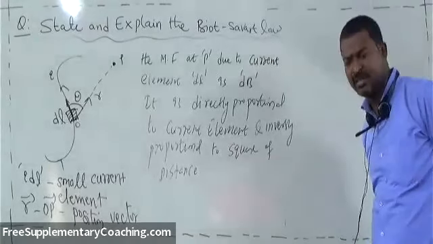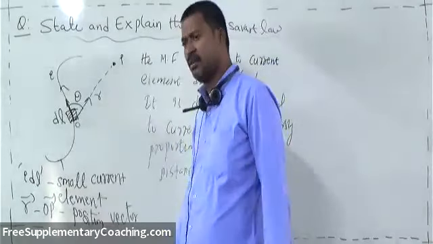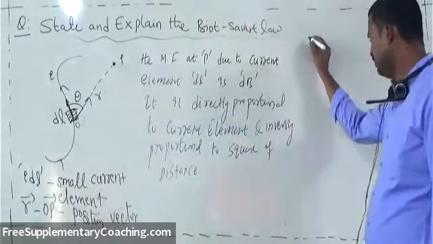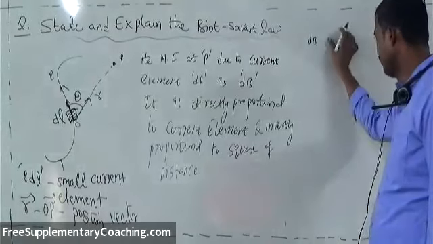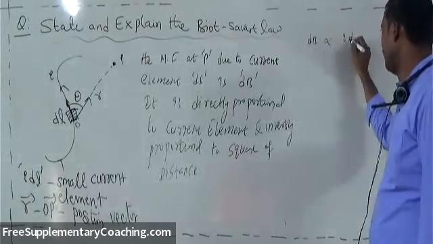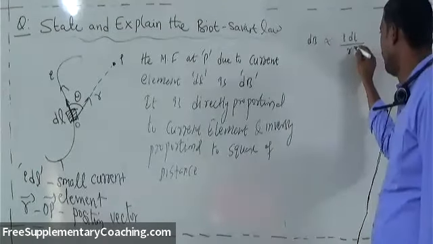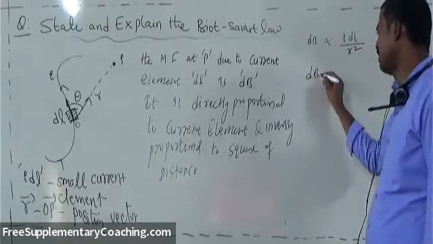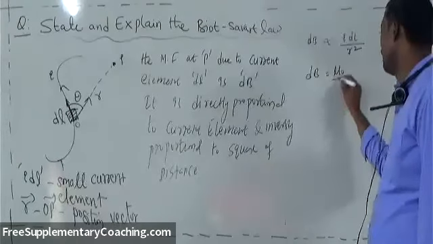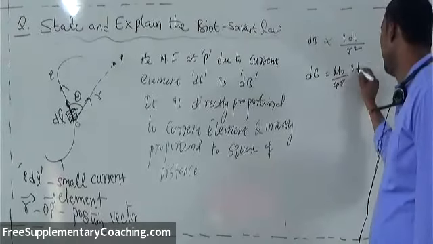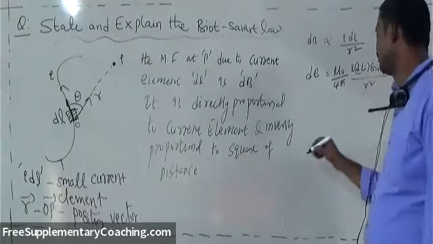So current element means I dl. Distance means R. So directly we can write the magnitude of the vector, that is dB, is proportional to I dl as per the statement, directly proportional to I dl and inversely proportional to R square. If we remove the proportionality, we get a constant, that is mu naught by 4 pi, times I dl sin theta by R square.